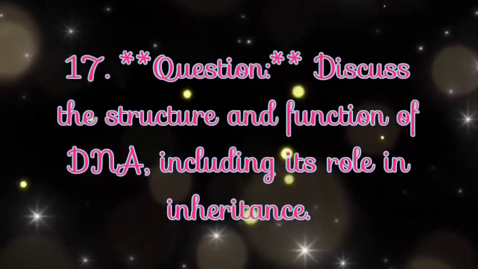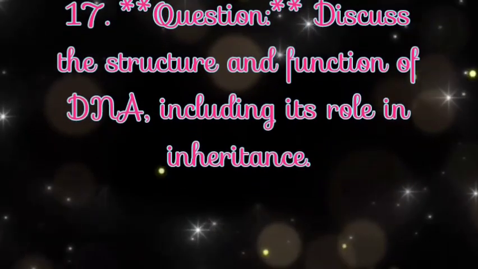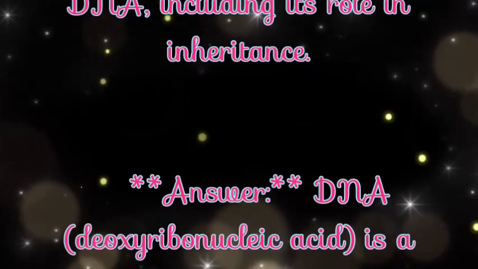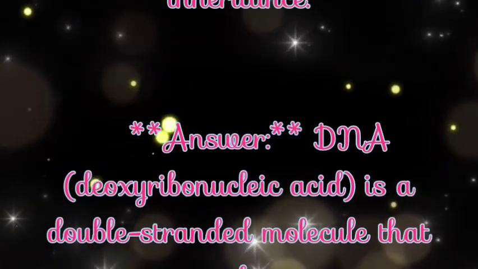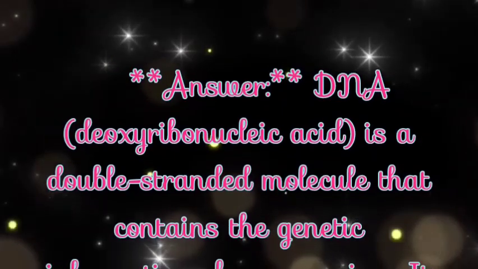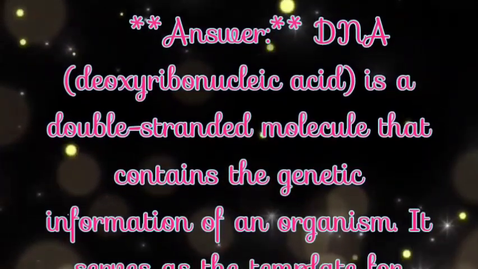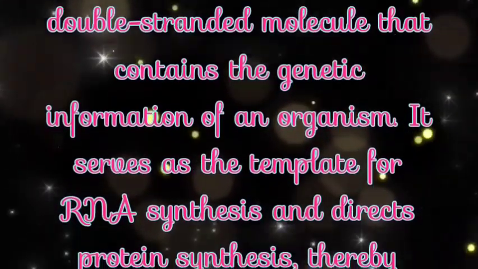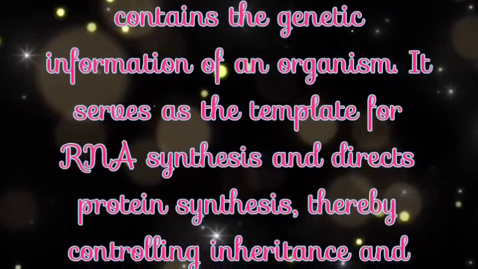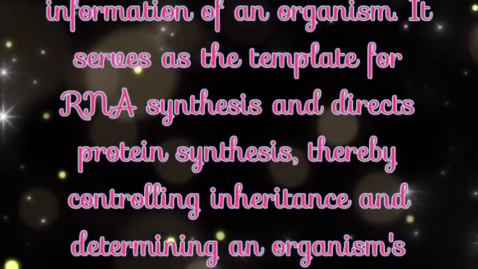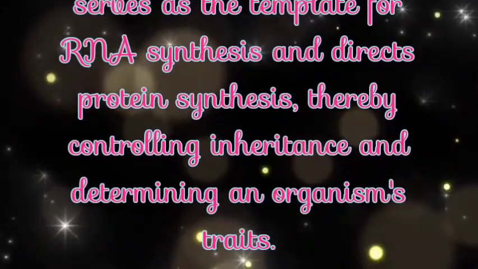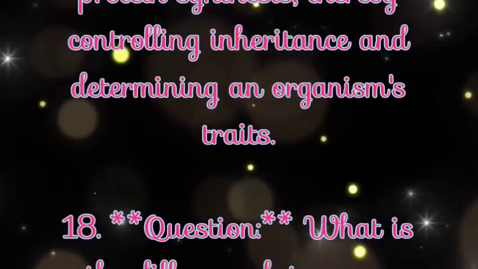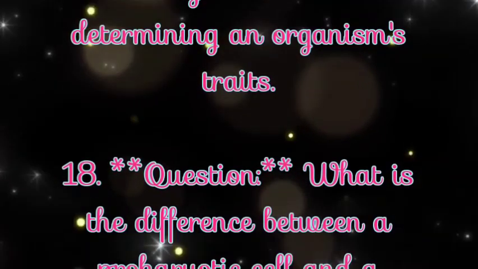Question number 17. Discuss the structure and functions of DNA, including its role in inheritance. Answer. DNA, deoxyribonucleic acid, is a double-stranded molecule that contains genetic information of an organism. It serves as a template for RNA synthesis and directs protein synthesis, thereby controlling inheritance and determining an organism's traits.